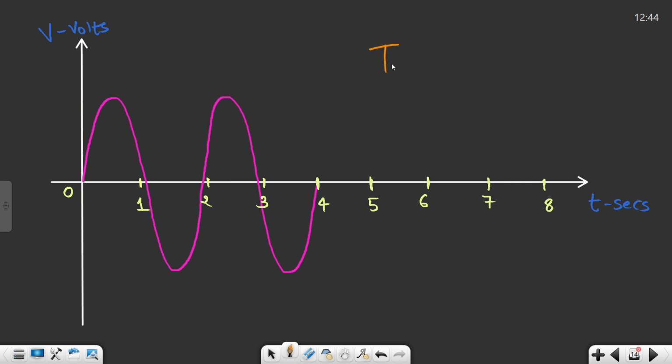We just decreased the time period. So what does that mean? That means my frequency got increased, right? You see, the frequency of the signal got increased. This entire cycle got completed within 2 seconds.